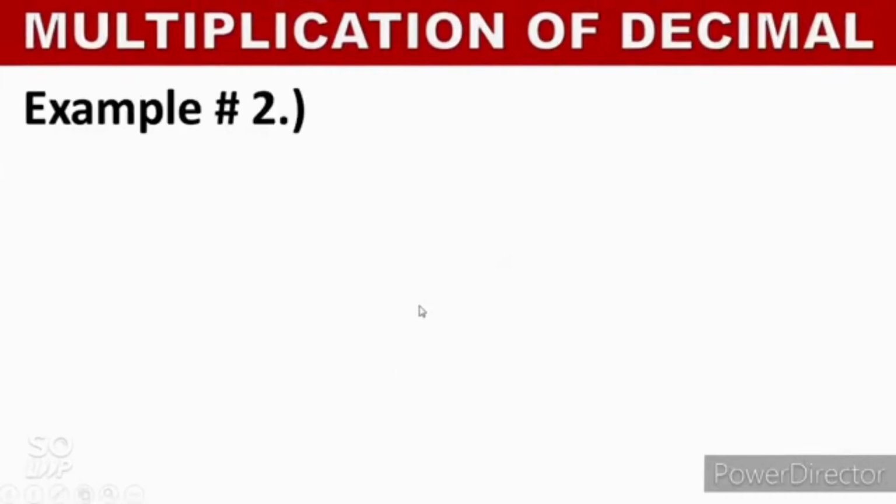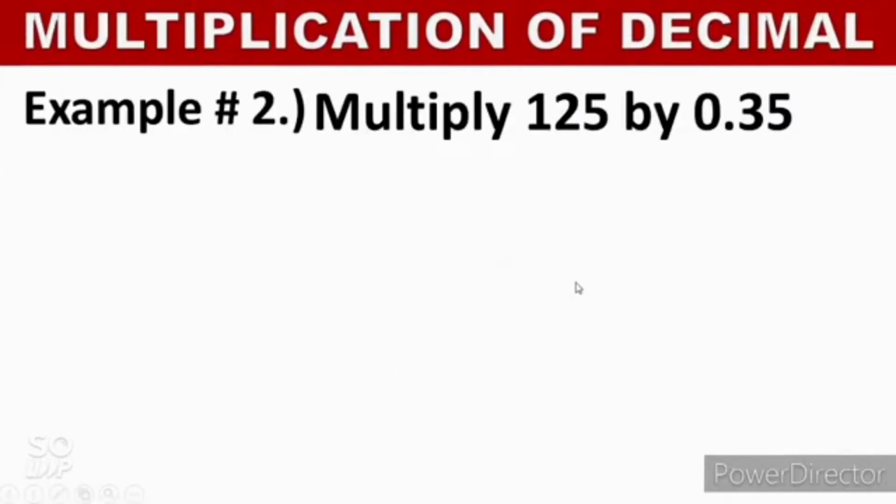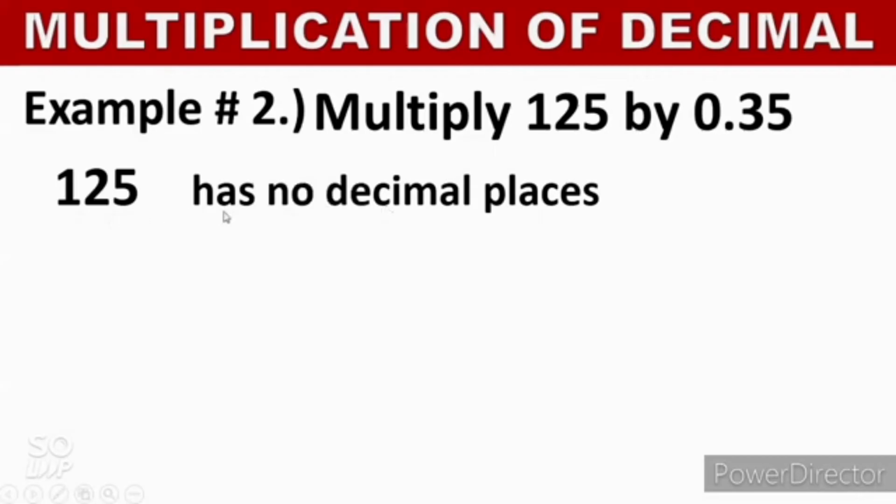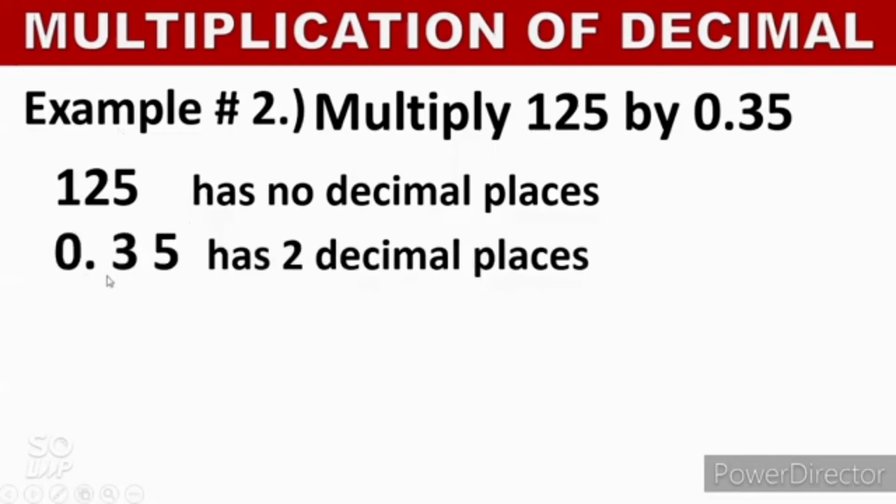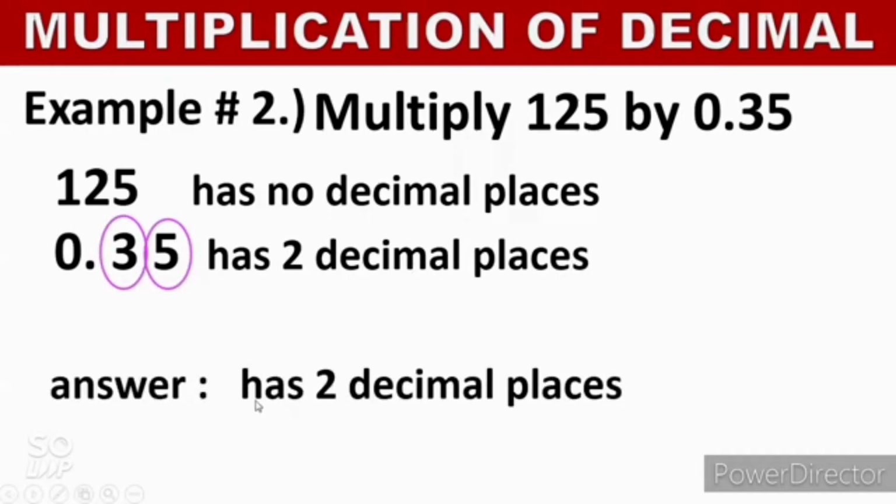So next, let's have the second example. And this is our example. We multiply 125 by 0.35. 125 is a whole number, so it has no decimal places. 0.35 has two decimal places. We have 3 and 5. And we expect two decimal places for the answer.